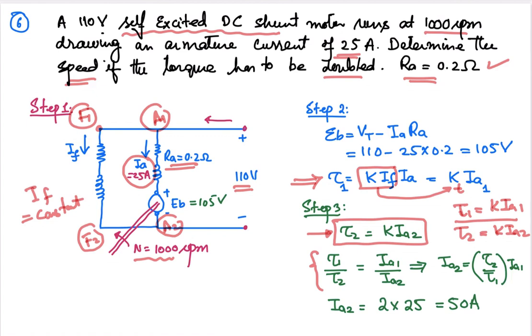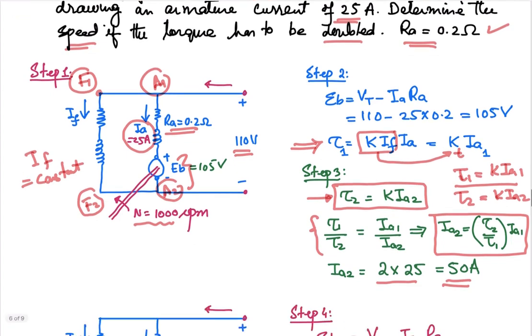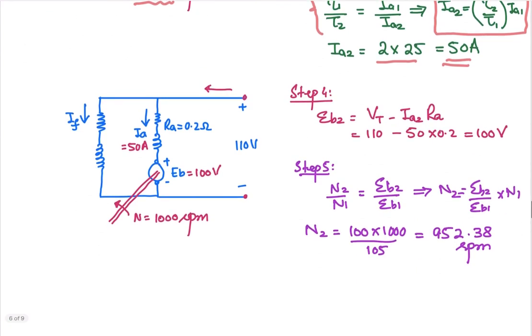From here you can work out the new armature current, and the new armature current will of course be double because our torque is double. So the new current that is required is 50 ampere, and for that the back EMF will have to adjust itself so that the new armature current of 50 ampere is established. Okay, so now we need to work out this new back EMF. For that you can see the expression over here, Vt minus Ia2 into Ra. So 110 volt minus 50 into 0.2, so 100 volt.